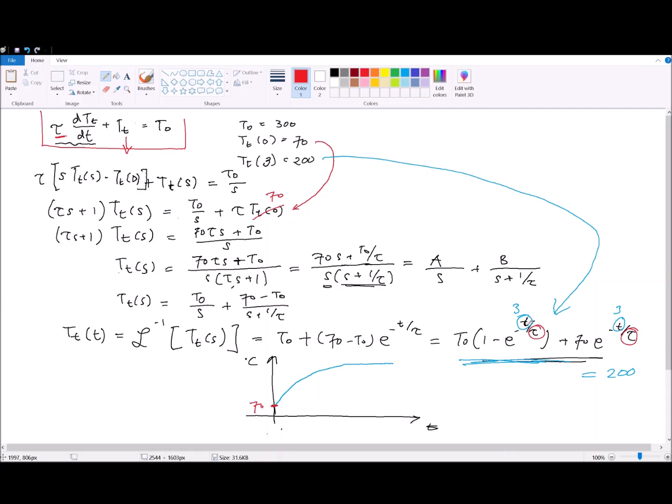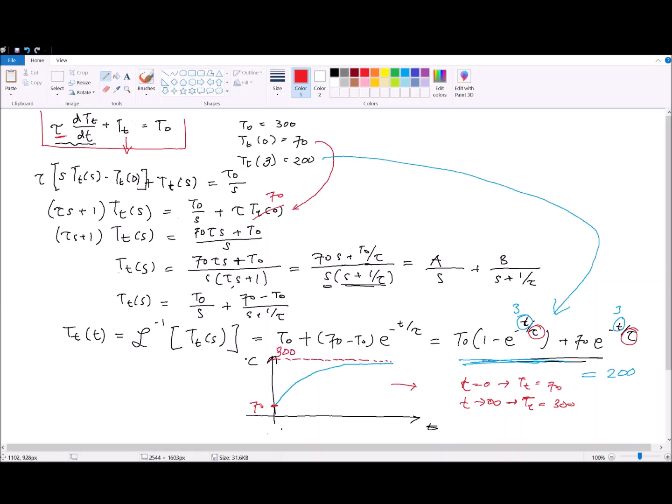So when t is 0, the temperature will be 70. But then when t approaches infinity, the temperature will be equal to 300. That means this value is 300.